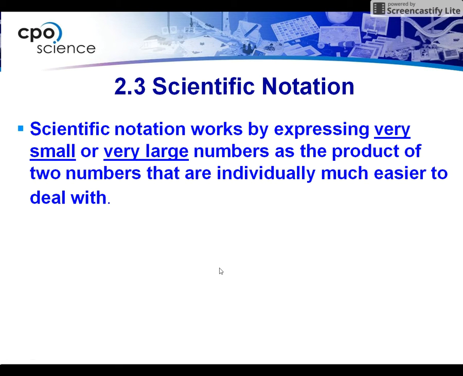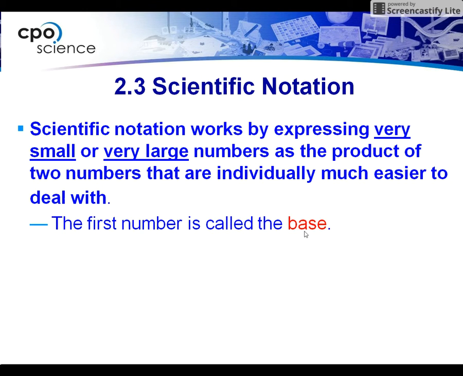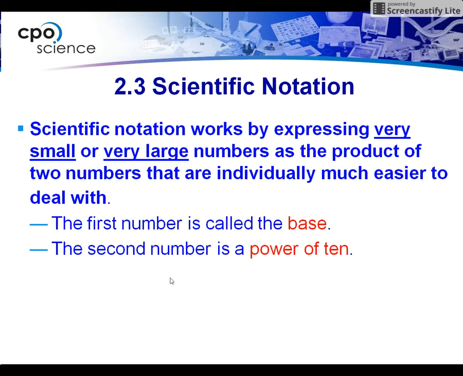Okay, so the very last topic of the whole chapter is scientific notation. Scientific notation is important because it takes really, really small numbers and really, really big numbers and makes them easier to deal with. So what is scientific notation? Well, we have this number in front called the base. Then we have a power of 10.